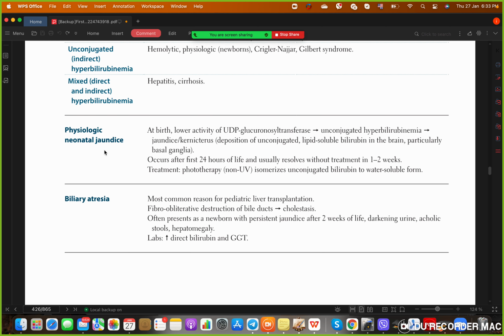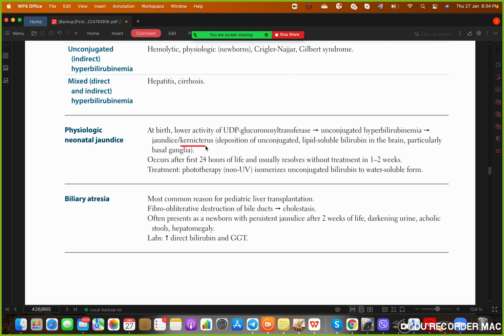So the physiological neonate jaundice, let's try to understand that. At birth, lower activity of UDP glucuronidase transferase. That's the first problem. So we will have unconjugated hyperbilirubinemia, which can lead to jaundice and kernicterus. Wait for that. We also said that we have a major hemolysis because we have fetal hemoglobin, okay?